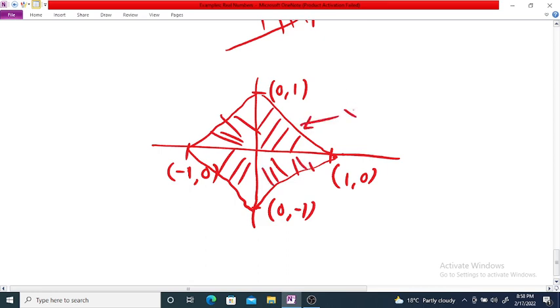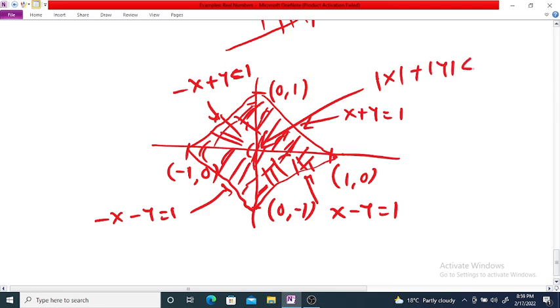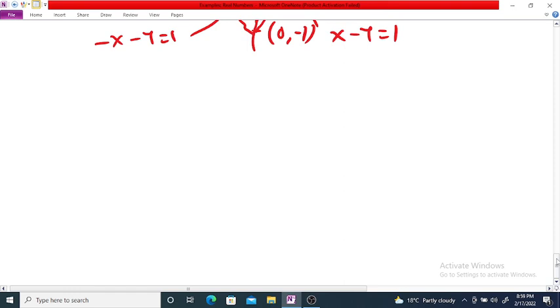This line represents x + y = 1. Here this line represents −x + y ≤ 1. This line represents −x − y = 1, and this line represents x − y = 1. So these are all the points satisfying these equations. They are satisfying |x| + |y| ≤ 1. So the next, example number 3.